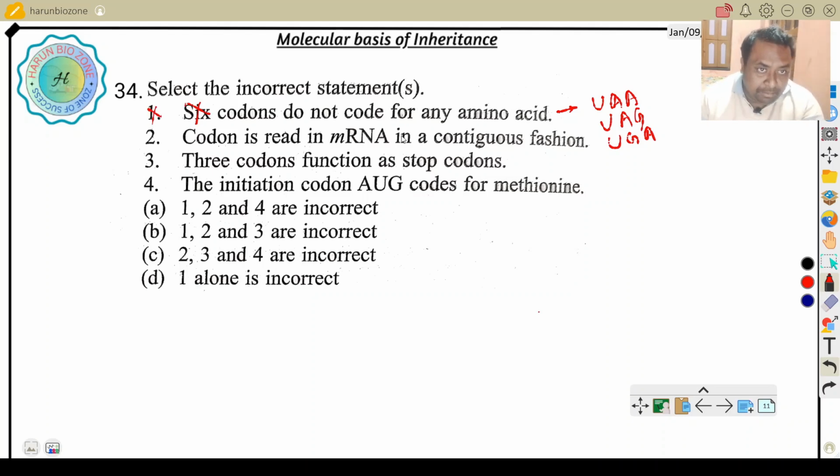Codon is read in mRNA in contiguous fashion. This is the right answer. In mRNA, codons are present contiguously. 3 codons function as stop codon. The initiation codon AUG codes for methionine. So 2, 3 and 4 are right answers, and only 1 alone is the incorrect answer. So here D is the correct option.